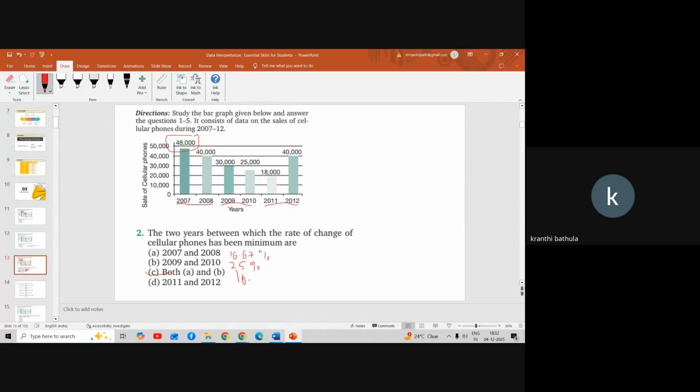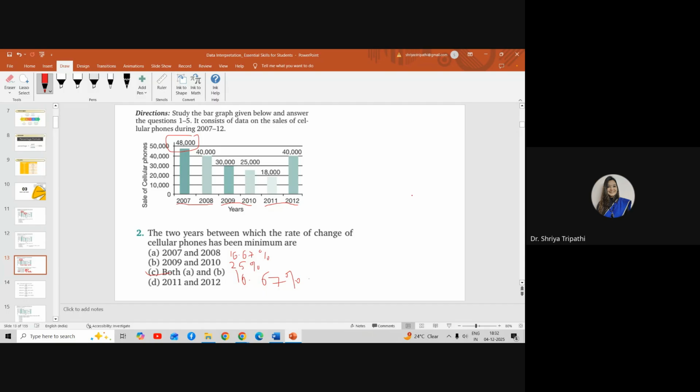Answer is C, ma'am. So whenever we are saying percentage increase or percentage decrease, always remember the base figure. Now here 2011-12, my base is 2011. So what I will do is I will subtract 40,000 minus 18,000. My base will be 18,000 only.